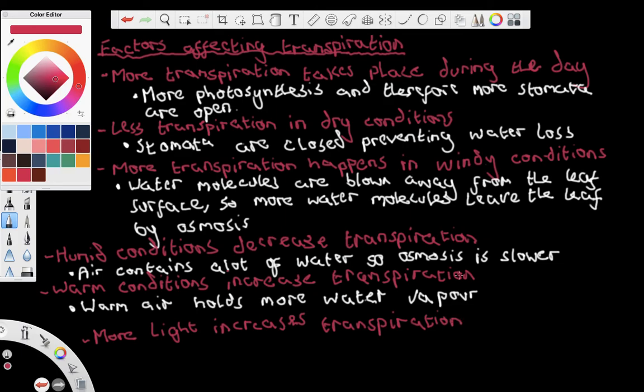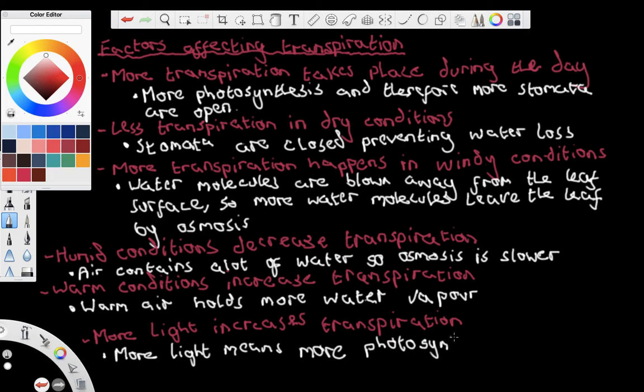The reason for this is because more light means more photosynthesis and therefore stomata are open. So we can put more light means more photosynthesis, so stomata are open.